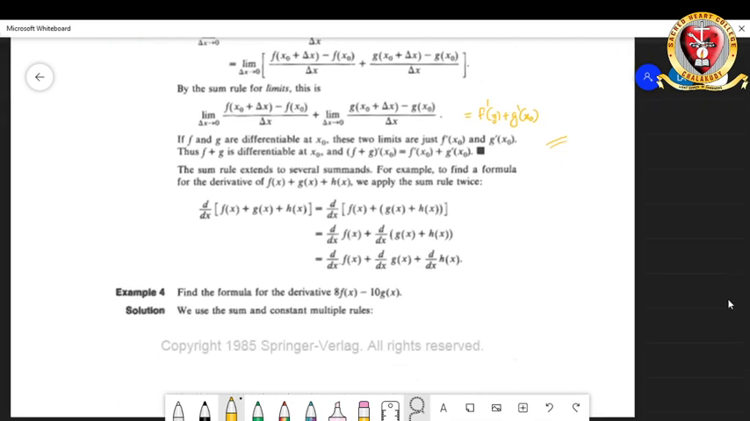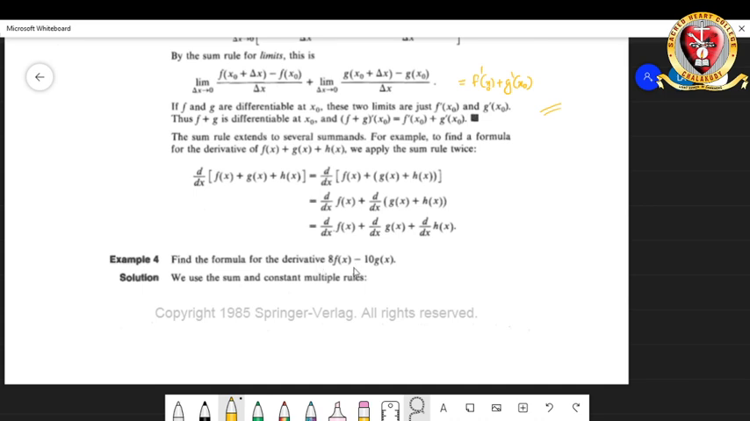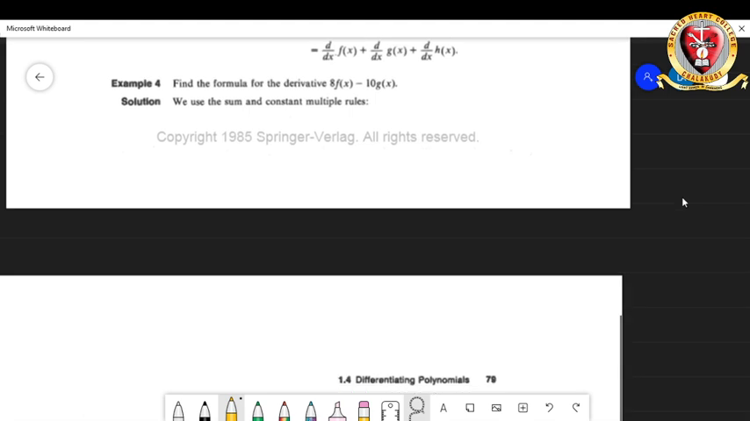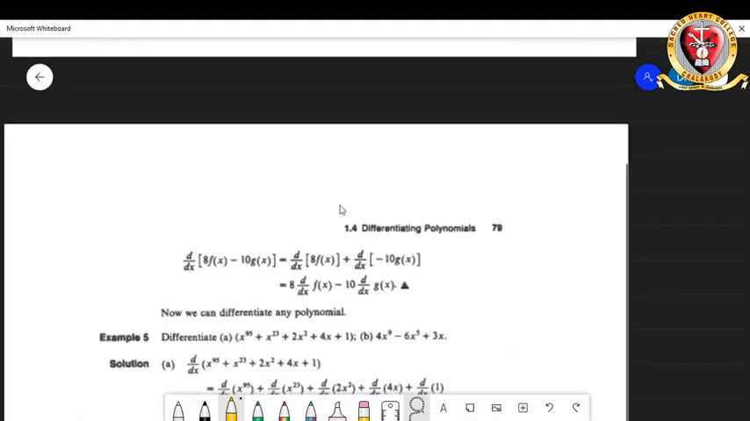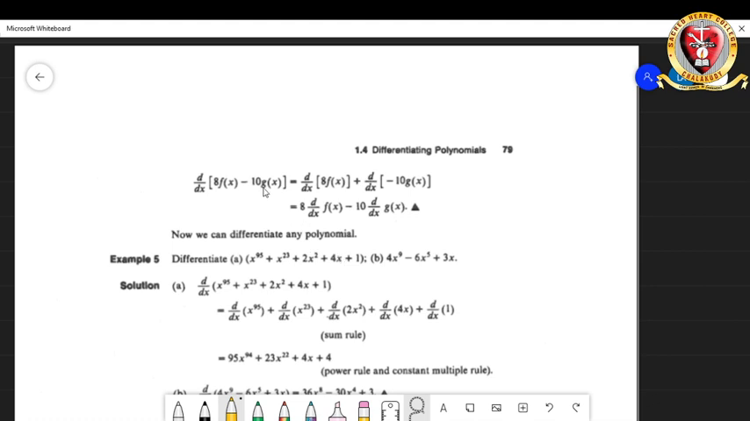Okay, find the formula of the derivative of 8 f of x minus 10 g of x. So here the solution says that d by dx of 8 into f of x minus 10 into g of x is equal to d by dx of 8 into f of x plus d by dx of minus 10 into g of x. So you get 8 into d by dx of f of x minus 10 into d by dx of g of x. Simple. That's how you differentiate the polynomial given.